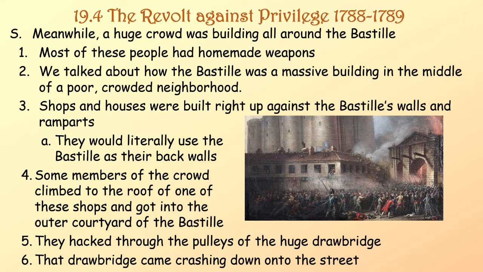Meanwhile, a huge crowd was building all around the Bastille. Most of these people had homemade weapons, and we talked about how the Bastille was a massive building in the middle of a poor, crowded neighborhood, and shops and houses were built right up against the Bastille's walls and ramparts. They would literally use the Bastille as their back walls. And so some members of the crowd climbed to the roof of one of these shops, a perfume shop, and got into the outer courtyard of the Bastille. And they hacked through the pulleys of the huge drawbridge, and that drawbridge came crashing down onto the street.